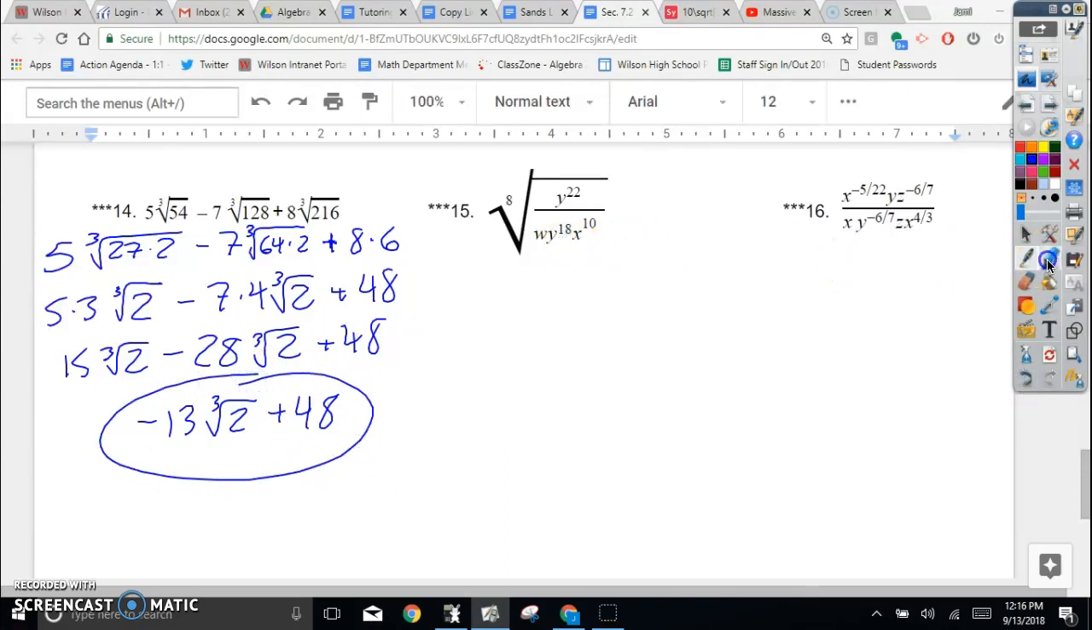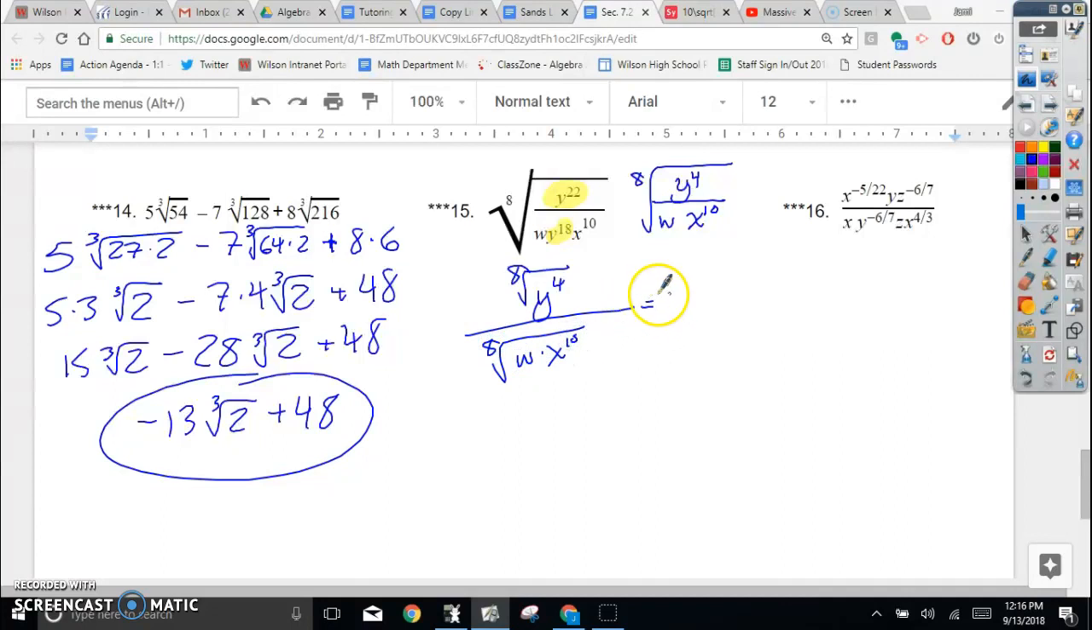Now the first thing we want to do in 15 is we're going to reduce these y's. At least I'm going to. So this will be the 8th root of y to the 4th on top. Y to the 18th is gone on bottom. So I got the 8th root, y to the 4th, over 8th root of w times x to the 10th. Let's go ahead and put this in exponential notation of 4 over 8, w to the -1/8, and x to the -10/8. And now I'm going to reduce these down. So my final will be y to the 1/2, w to the -1/8, and x to the -5/4.